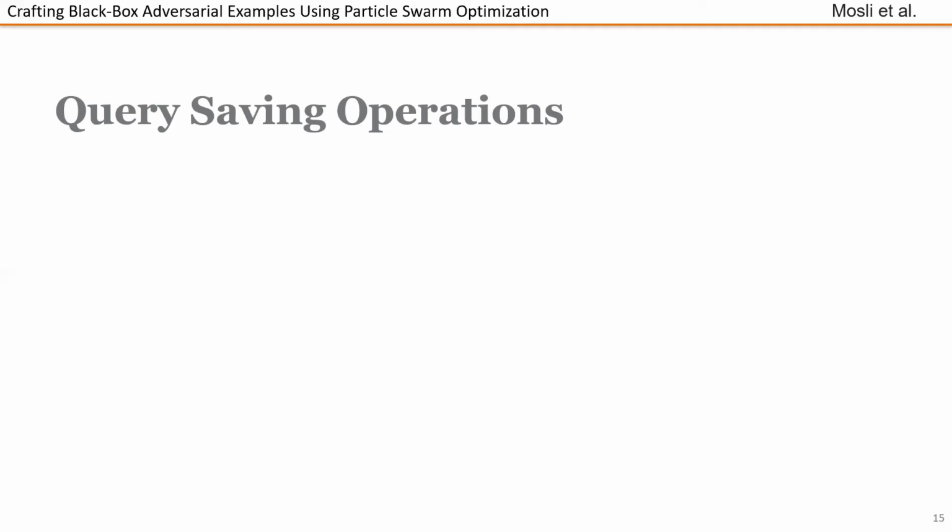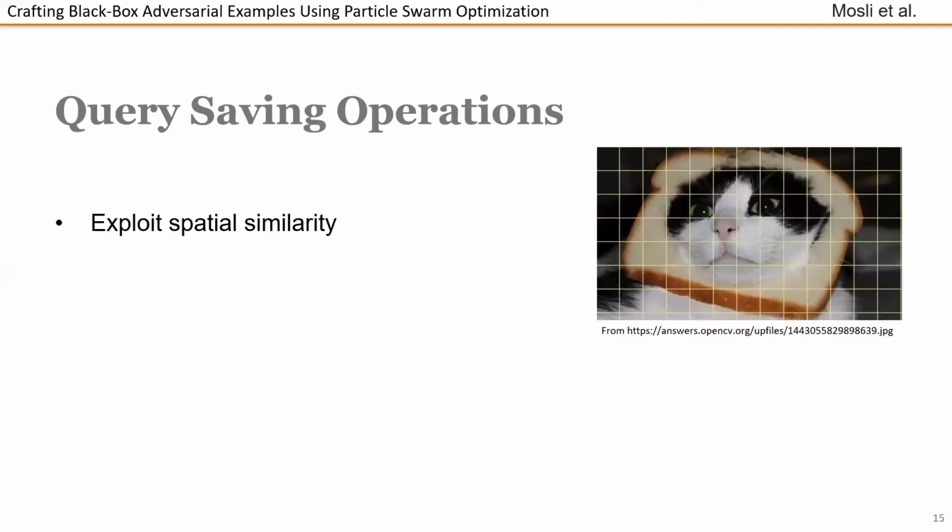First, like related work, we implement a block-based approach that exploits the spatial similarity between adjacent pixels. In essence, adjacent pixels have the same effect on the model's decision. Thus, changing them together would compound the effect. We start with an initial block size, and as the attack progresses, we reduce the size of the blocks for more precise changes.